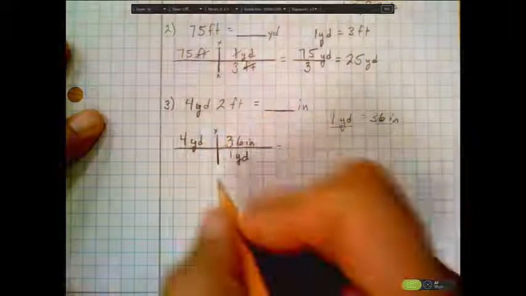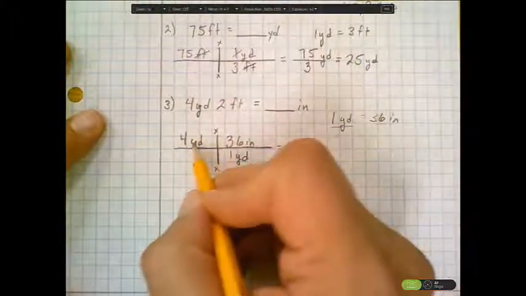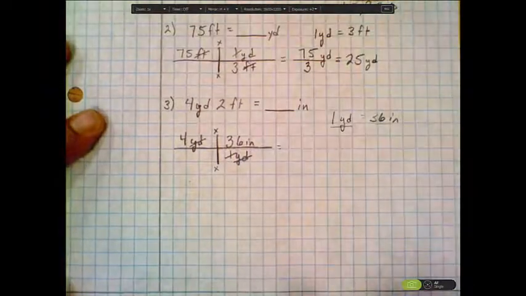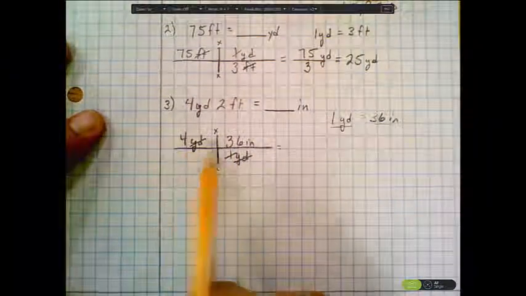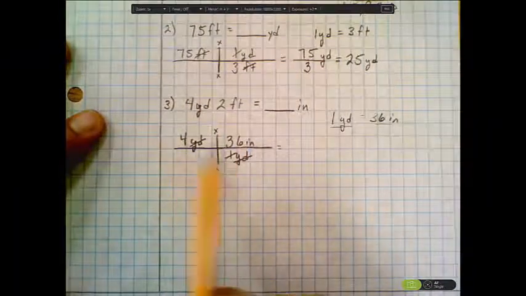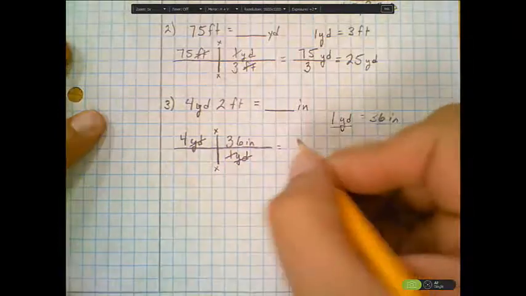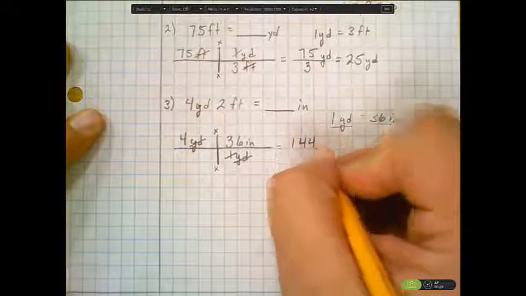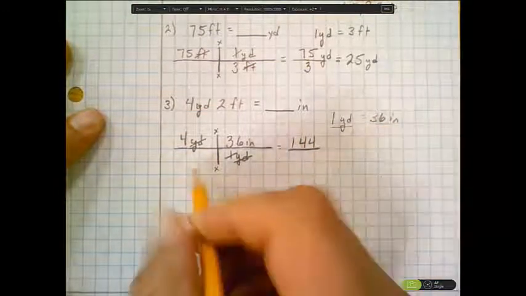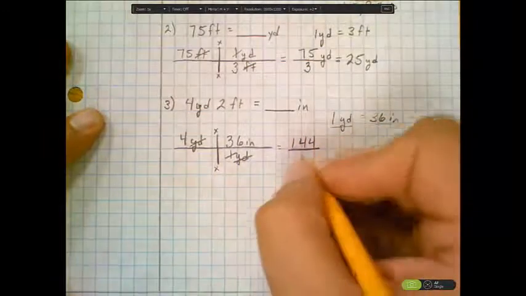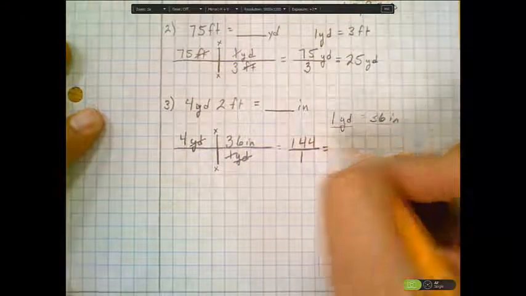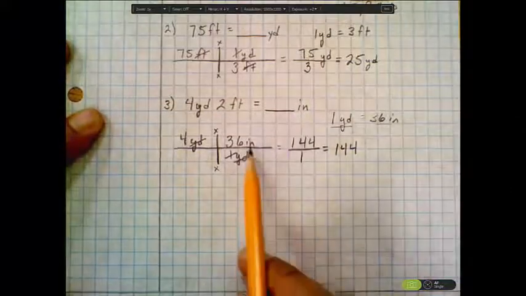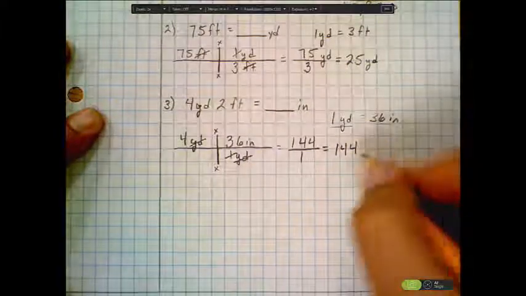We're going to multiply across the top, multiply across, first we're going to cancel. We cancel the yards and we cancel the 1. Now we're going to multiply across the top. 4 times 36 is 144. Nothing times nothing times nothing, well, that's just 1, so that's going to equal 144. And the units that we have left over are inches.